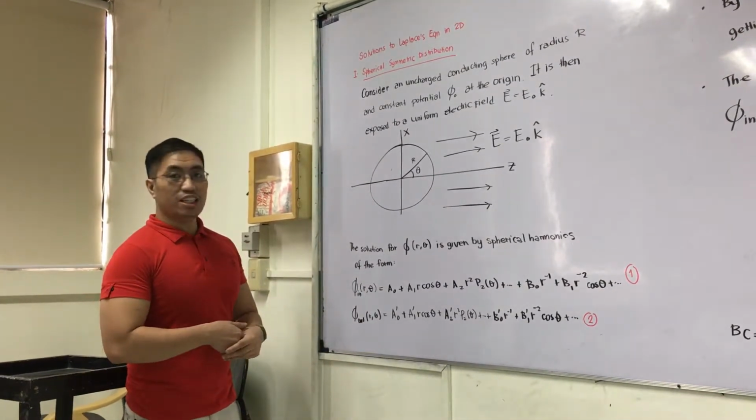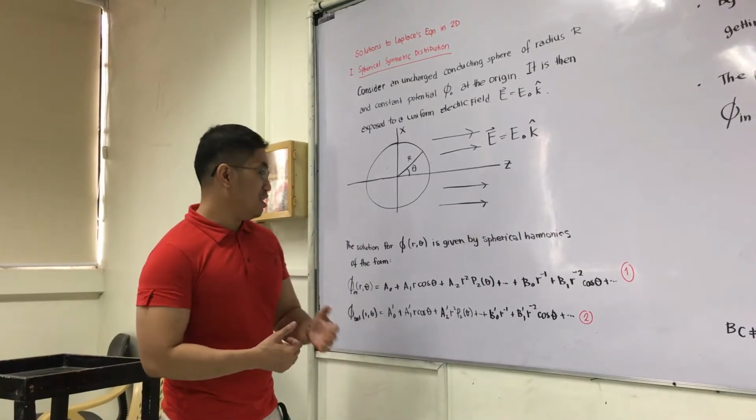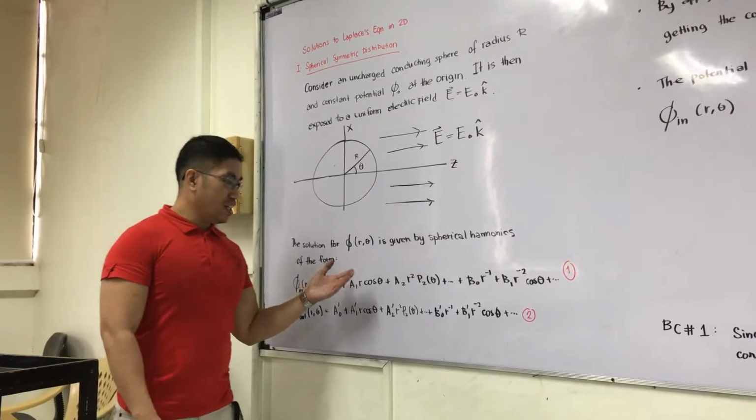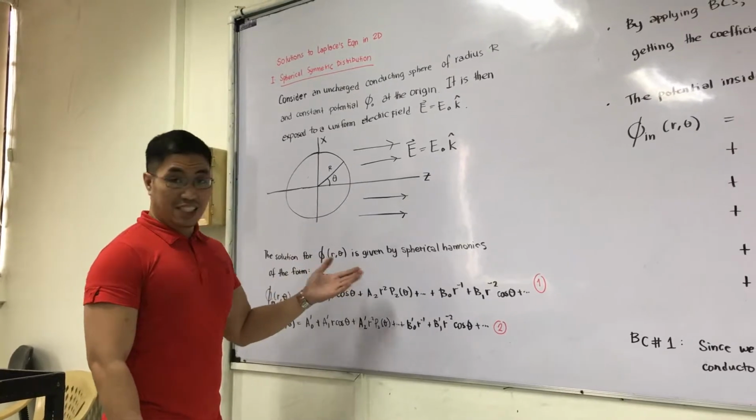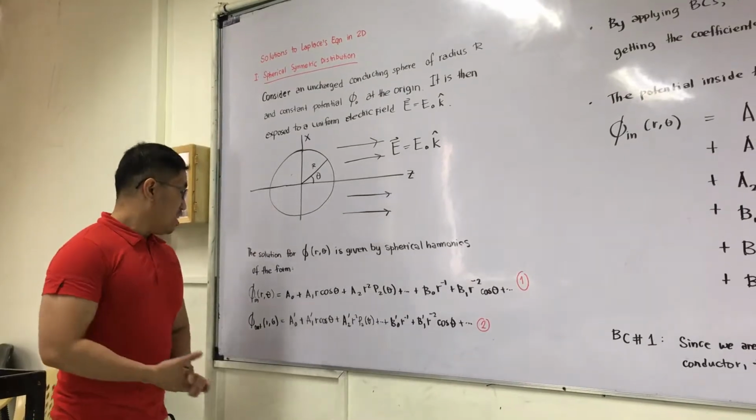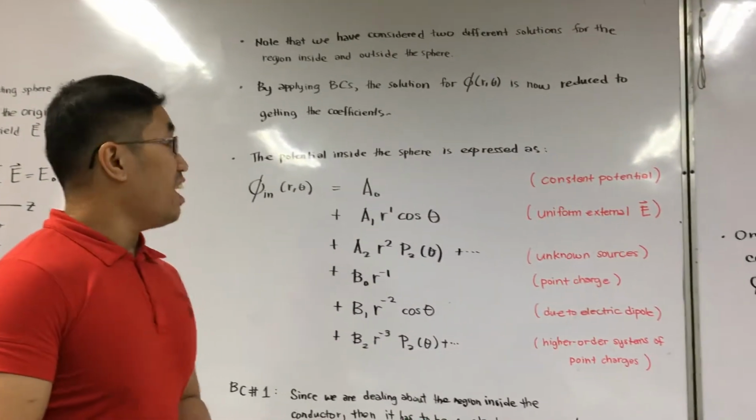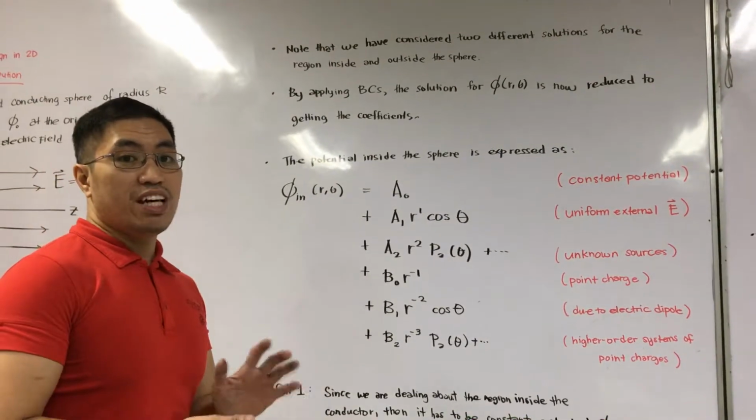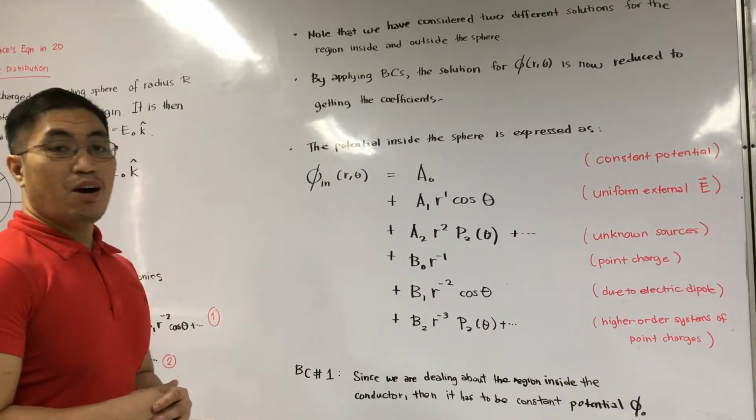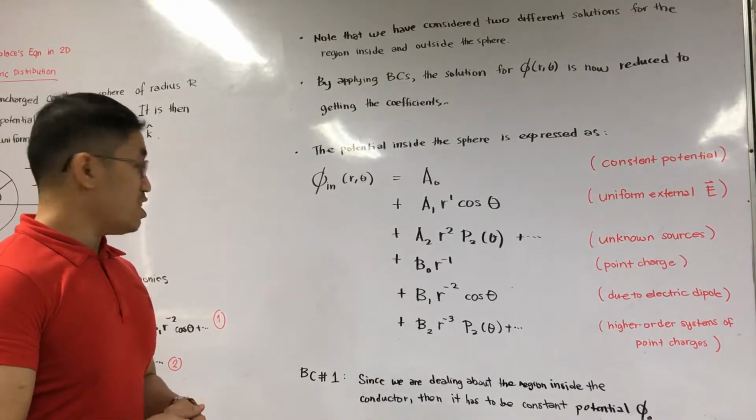Now, the solution for the potential for the given system is given by spherical harmonics, which we derived last meeting. This is given by the form A0 plus A1 r cosine theta plus A2 r squared, etc. So we have already derived the equations last meeting. Now, if you notice, we have considered two different solutions for the regions inside and outside the sphere because we are assuming that the two regions will have different potentials. By applying the appropriate boundary conditions, the solution for the potential is now reduced to determining the coefficients A's and B's.